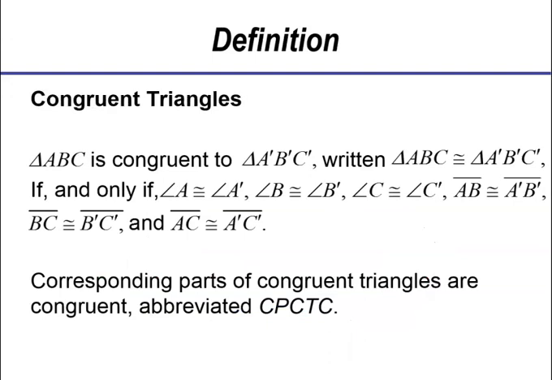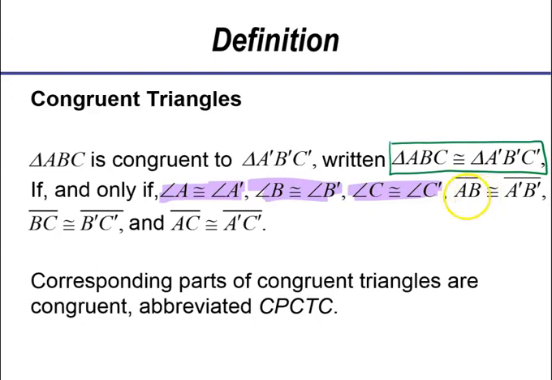Now, what does that really mean? Triangle ABC is congruent to triangle A primed B primed C primed, written as, notice the notation, that triangle ABC is congruent to A primed B primed C primed, if and only if all of these things are true. So what the first thing says here is what we listed, that angle A is congruent to A primed. They're the same measure. Angle B is congruent to B primed. They're the same measure. Angle C is congruent to C primed. They're the same measure. But not only that, the lengths of the sides are the same as well.